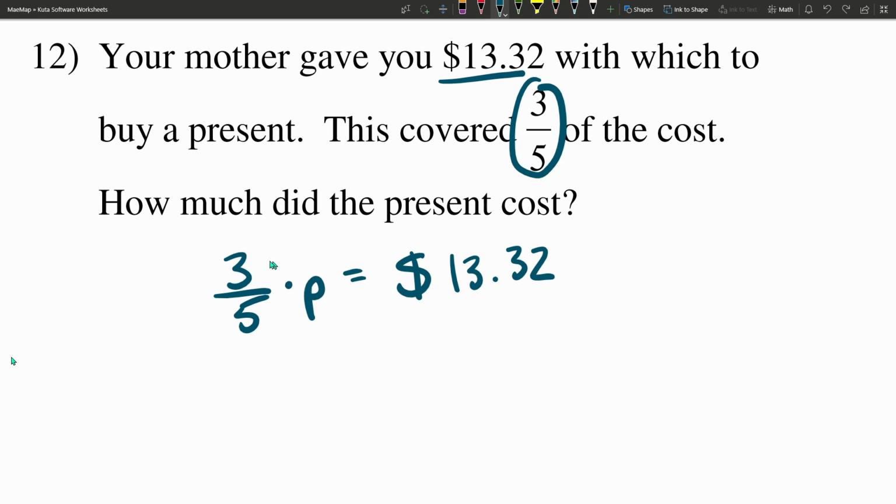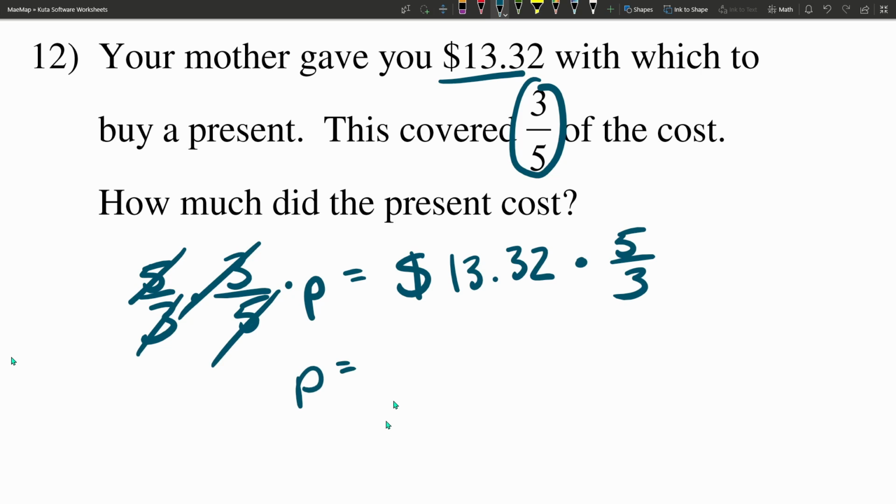So one-step equation, what do we have to do to get rid of the 3 and 5 that are with the P? We're going to multiply by that reciprocal, which is the same as dividing by 3 and multiplying by 5. So we're going to multiply this by 5/3 as well as our right-hand side. Look, 5 cancels out with 5, 3 cancels out with 3, and I have P on my left-hand side, and that's going to equal, we'll multiply $13.32 by 5 and then divide by 3. And I'm going to do this all longhand for some good practice.